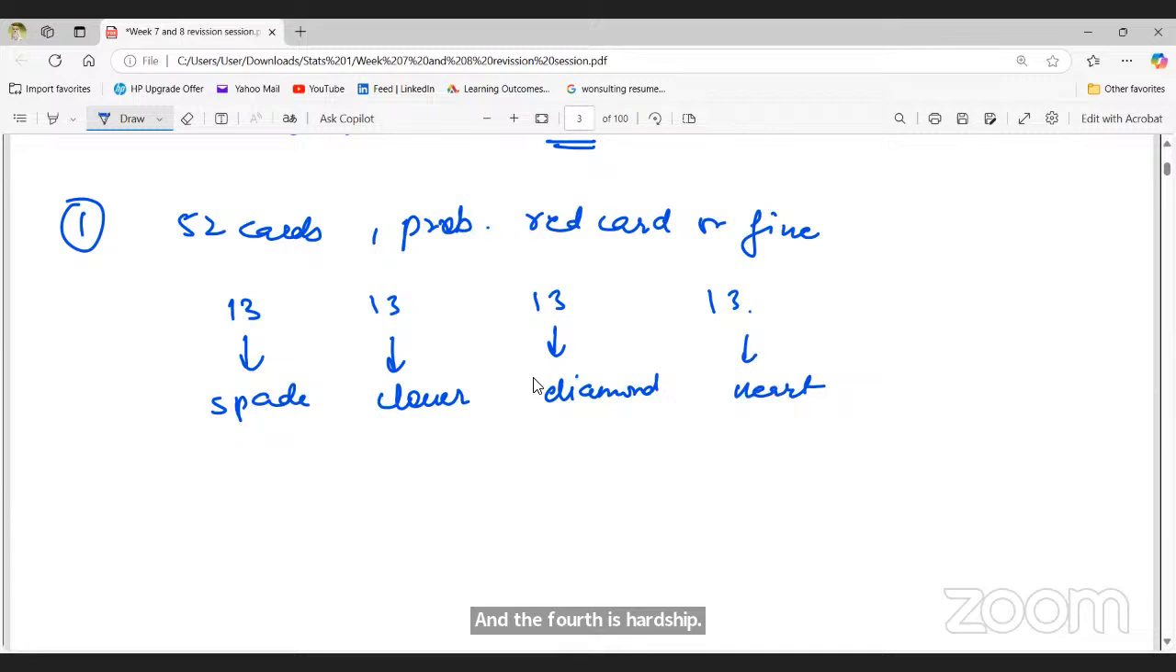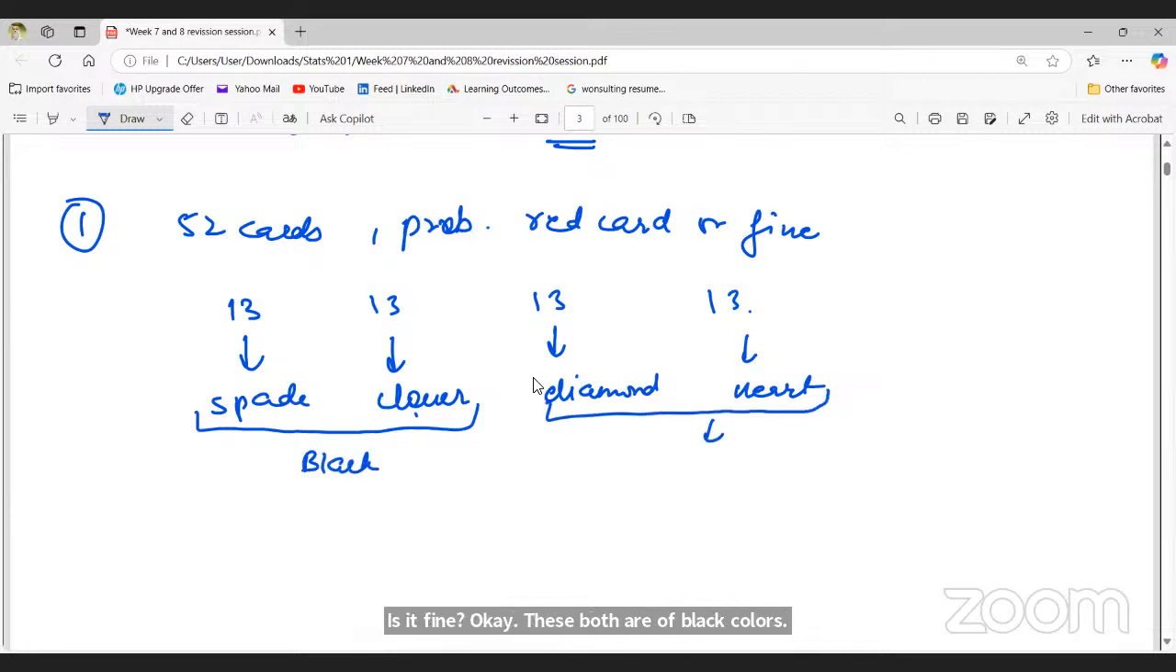Like, this is the shape of a leaf, this is the shape of a flower, this is the shape of a diamond, and this is the shape of a heart. Is it fine? These two are black colored, and these two are red colored. Till now, is it fine?